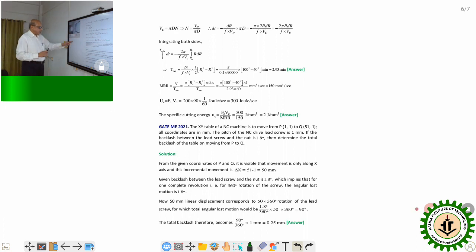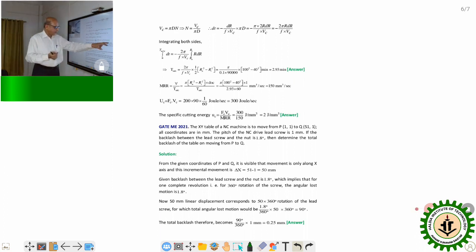Okay. So on that background, this particular problem is focused that XY table of a CNC machine is supposed to move from the point P to Q. Their coordinates are given. The pitch of the lead screw drive is 1 millimeter. Now, if the backlash between the lead screw and the nut is 1.8 degree, then what will be the total backlash while moving from P to Q?